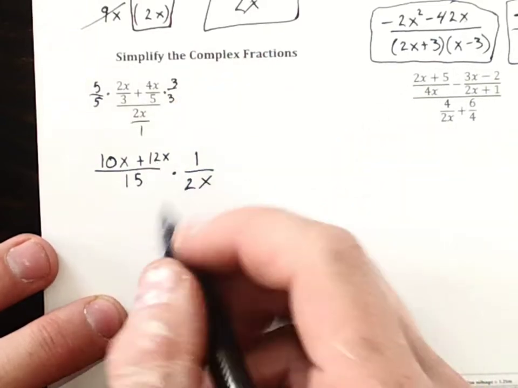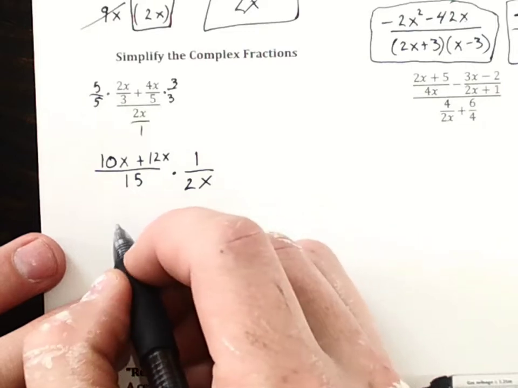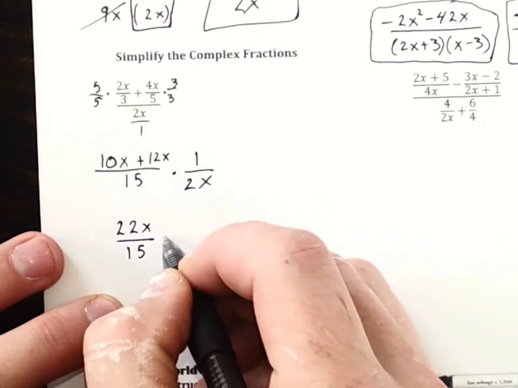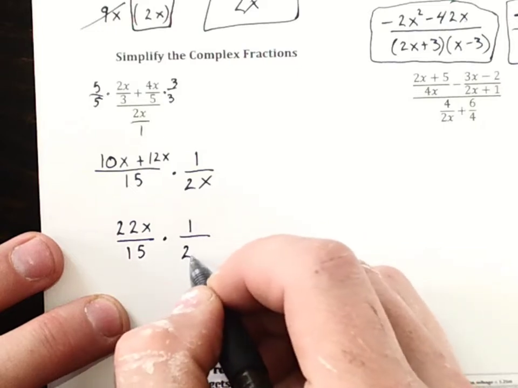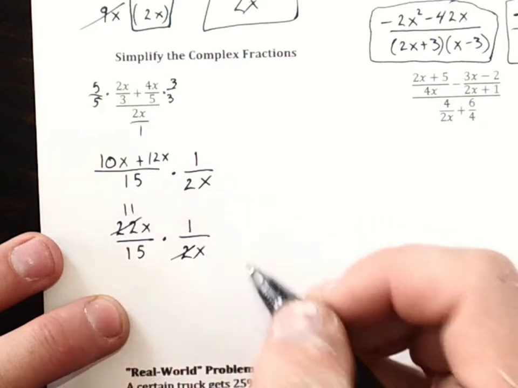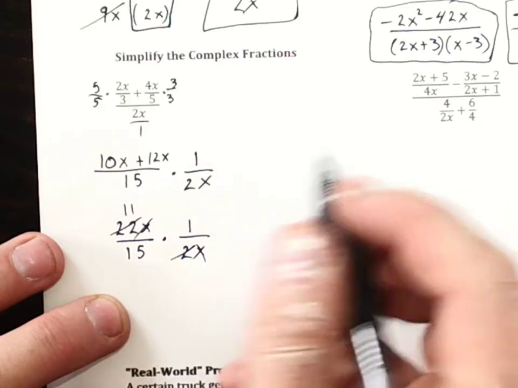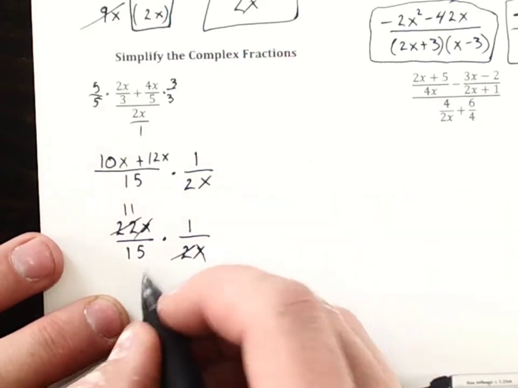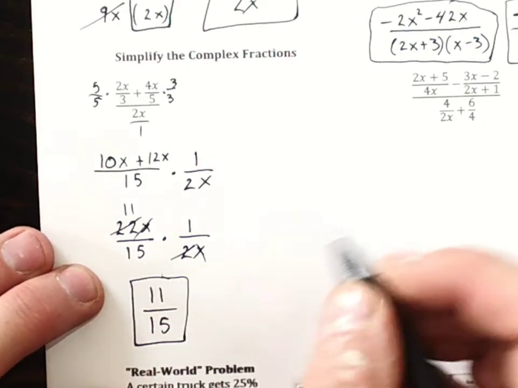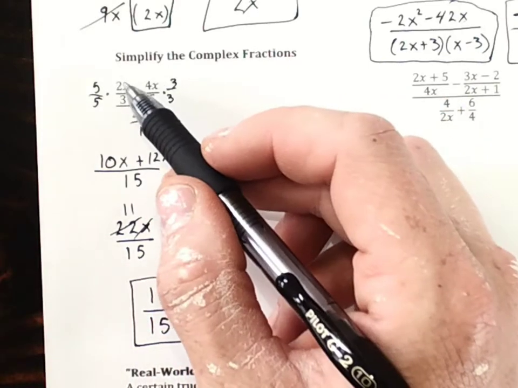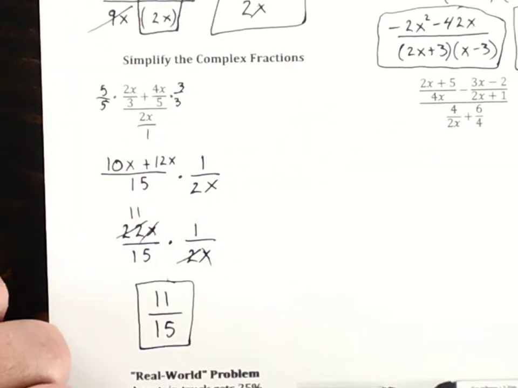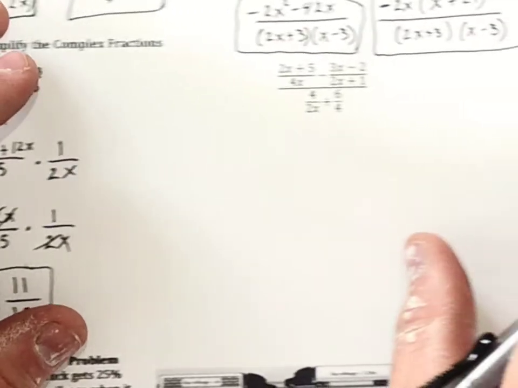10x plus 12x is 22x. So I have 22x divided by 15 times 1 divided by 2x. This 2 divides into 22, making it an 11. And the x's go away. And times 1, the answer is 11 over 15. So that whole nasty mess becomes 11 over 15. The x's actually go away. Look at the next one.